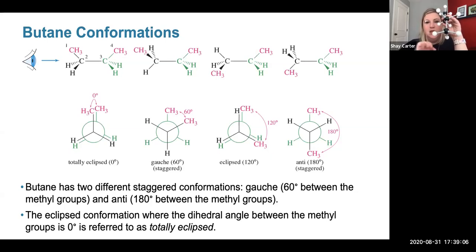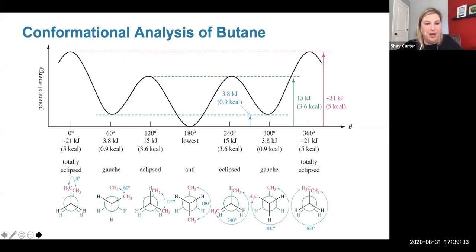Okay, so you need to understand these conformations. So gauche conformation is where it's staggered, but the methyl groups are only 60 degrees apart. Anti is where it's staggered and the methyl groups are 180 degrees apart, and it's much happier there. Totally eclipsed is where the methyl groups are 0 degrees apart. Okay, hope that helps.